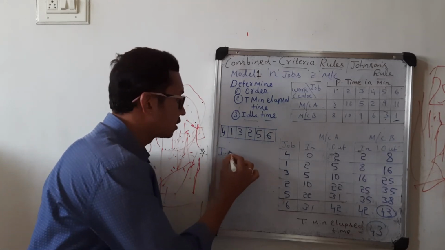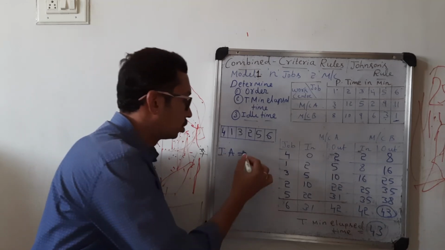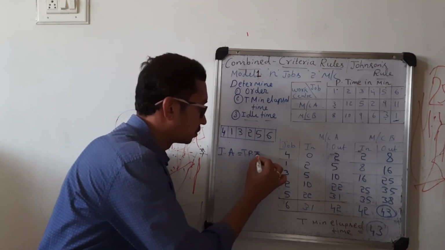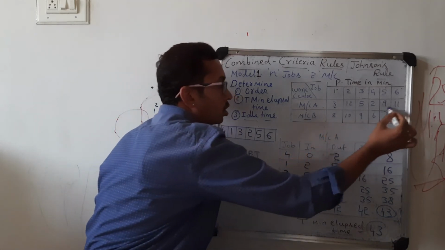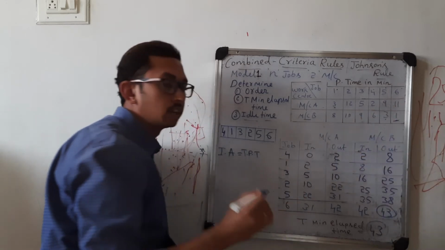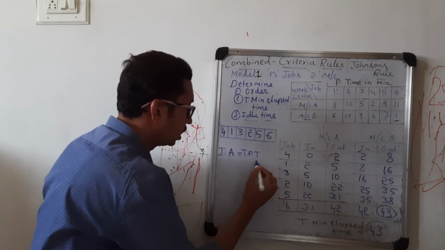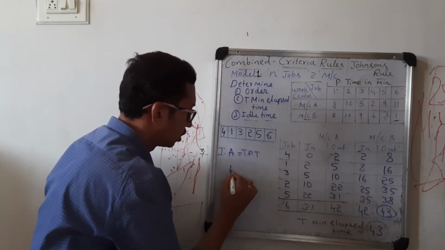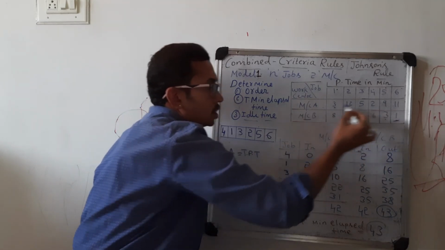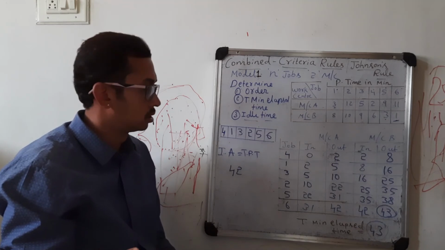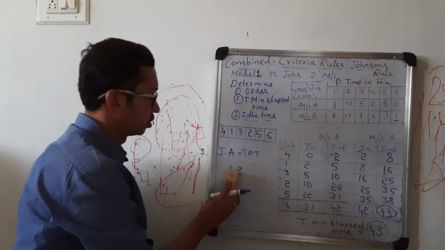So idle time for machine A is equal to total minimum elapsed time minus total processing time. How much is the total processing time? If we add all the processing times of the jobs, that will be the total processing time. If you add all those things, the total processing time will be 42 minutes. Okay, hold on. Sorry, not this one.